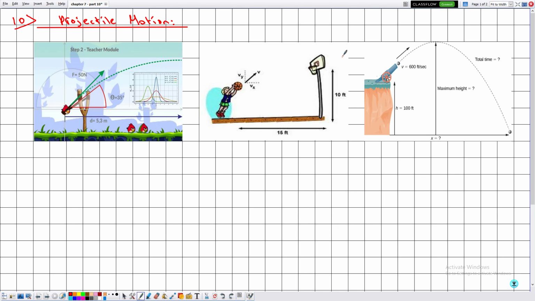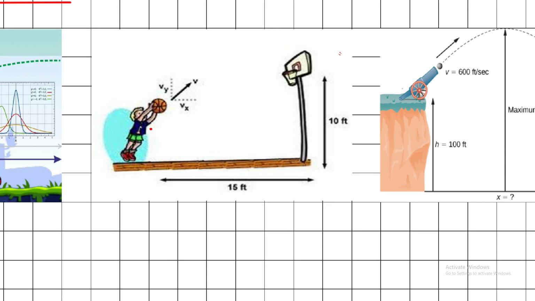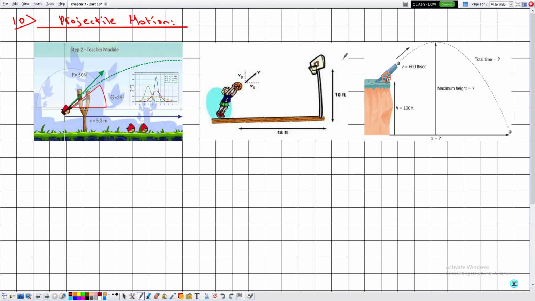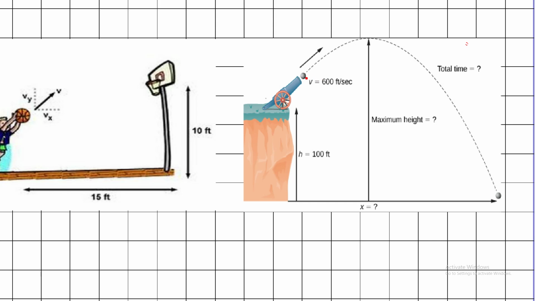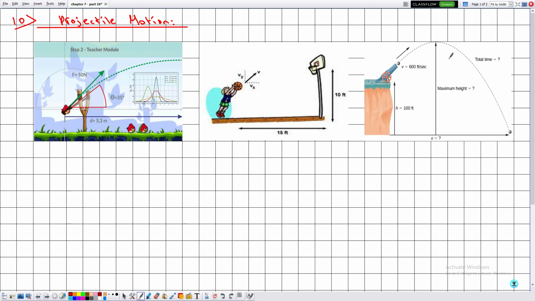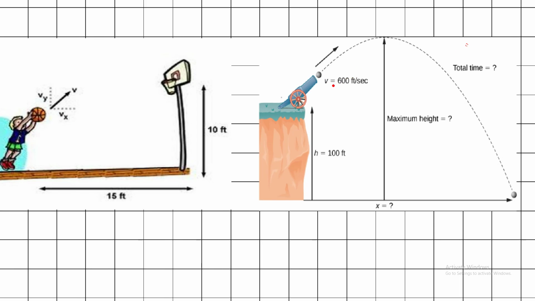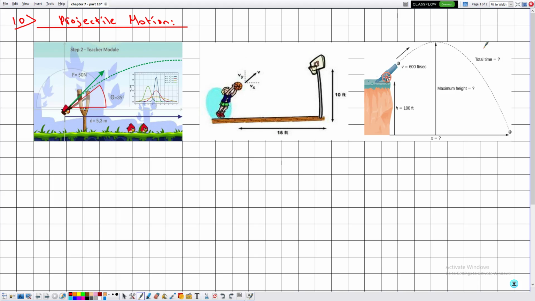Also, if you consider this document where this boy launches the basketball with an initial velocity v to hit the basket, this is also known as a projectile. Also, if you consider this cannon, it's launching a shell with initial speed. Here the speed is indicated to be 600 feet per second. So this is also known as a projectile.